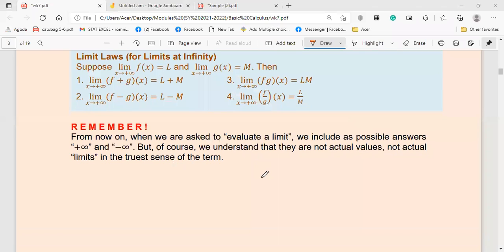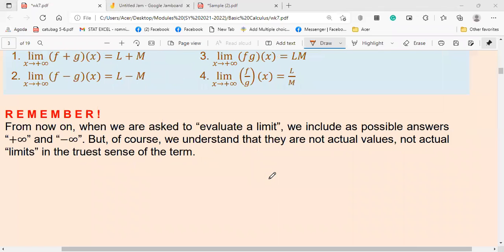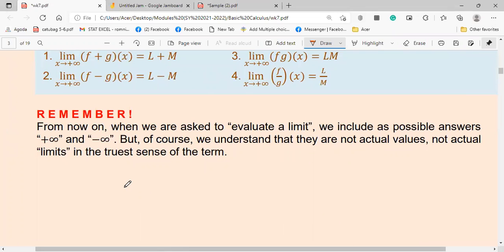na note. Remember, sabi: from now on, when you are asked to evaluate a limit, you include as possible answers positive infinity and negative infinity. But of course, we understand that they are not actual values, not actual limits in the truest sense of the term.